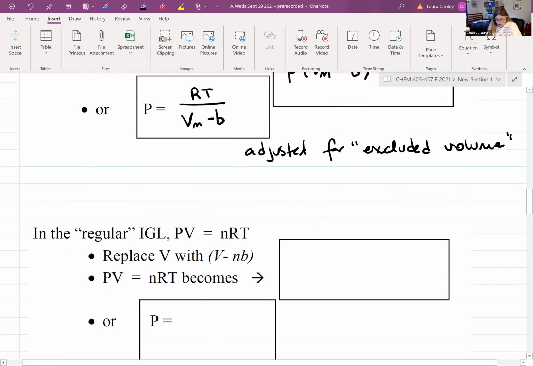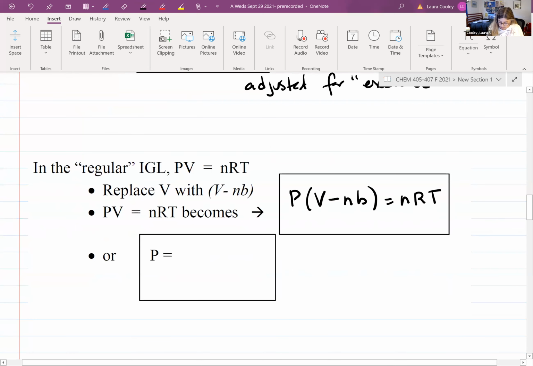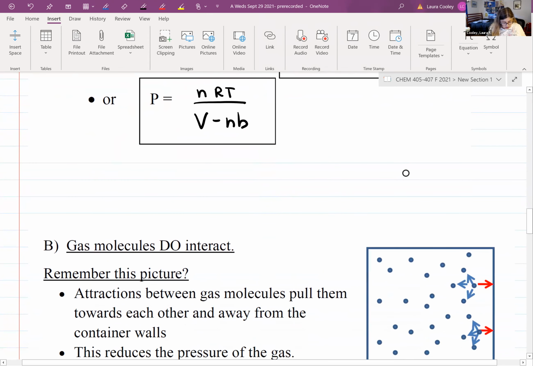Okay, if we did it with the regular ideal gas law, we would have to change the volume. We'd have to subtract n times b. And so we would end up with P equals nRT over V minus nb. So there's just these two versions. Now we've taken into account the excluded volume. So that's the first correction.